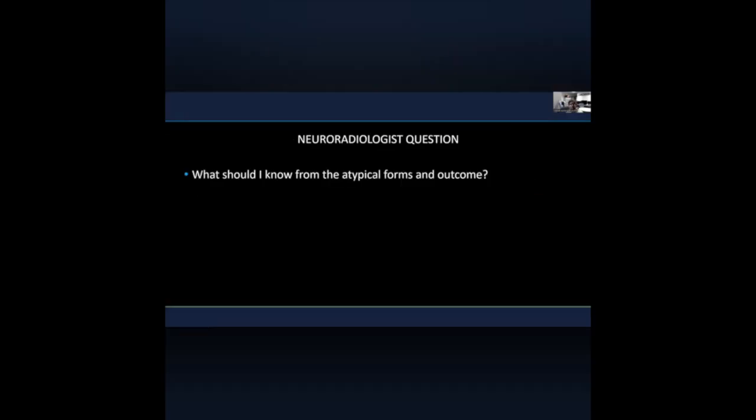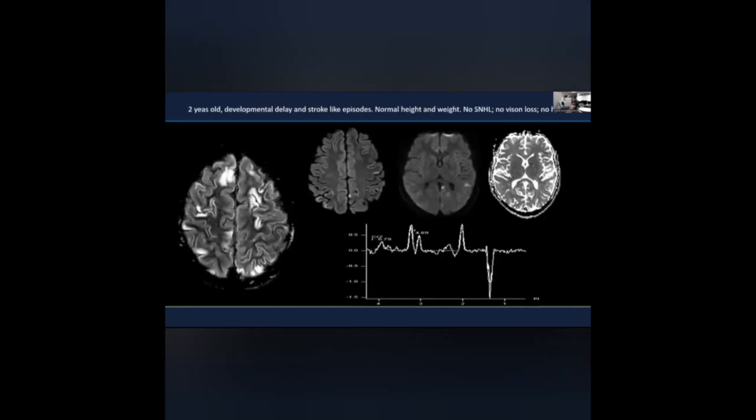Okay, another question to you. What should I know about the typical forms and outcomes? So not always as simple as we have learned for the cortical lesions in the context of MELAS. Sometimes MELAS may present like that. This is a 2-year-old patient with developmental delay and stroke-like episodes. The clinician was asking whether it could be MELAS for this patient, although this patient was normal height and weight, no sensorineural hearing loss, no vision loss, and no headache.